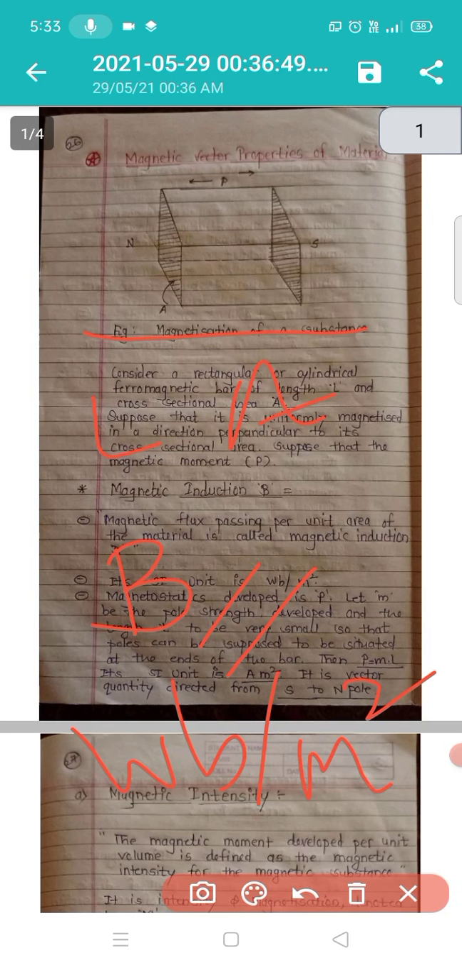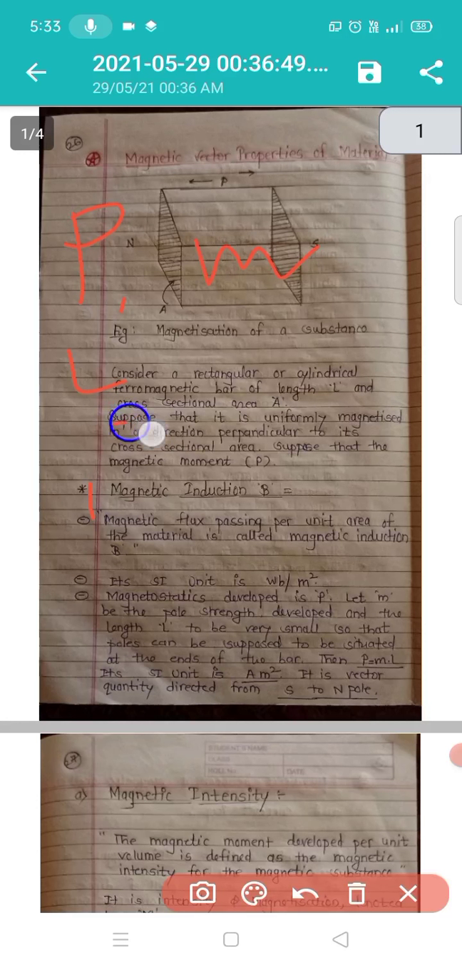Magnetostatics developed is P. Let M be the pole strength developed and L be the length, taken to be very small, so that the poles can be supposed to be situated at the ends of the bar. Then P is equal to M into L. Its SI unit is ampere meter square.